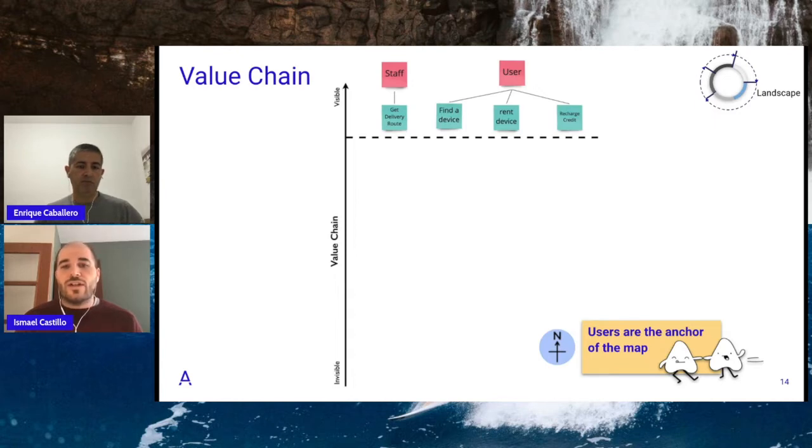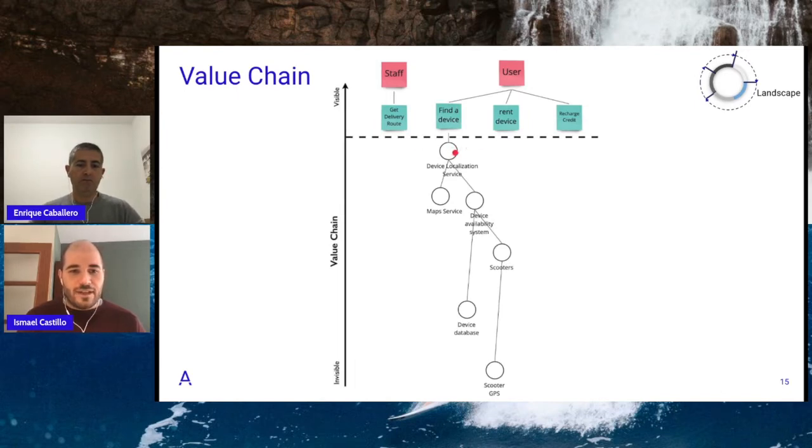Also, we use the dotted line to separate the user from the elements of our product, making it more visible. Okay, we will start constructing our value chain, working on the need: find a device. Here we have, in our product, the device localization service that gives support to find a device. And it has two relations. The device localization service needs a map service to give this functionality, and also the device availability system. The availability system also needs the scooter and its own GPS, and the device database with all the information of all the scooters.